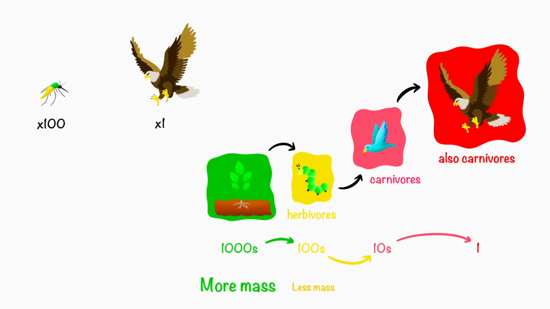These pyramids also explain why large predators require extensive territories. Supporting a single top predator requires enormous amounts of producer biomass at the pyramid's base.